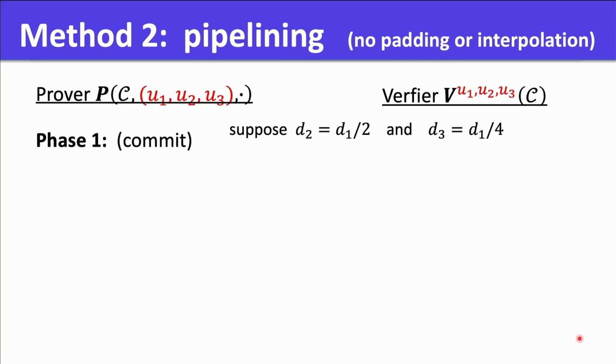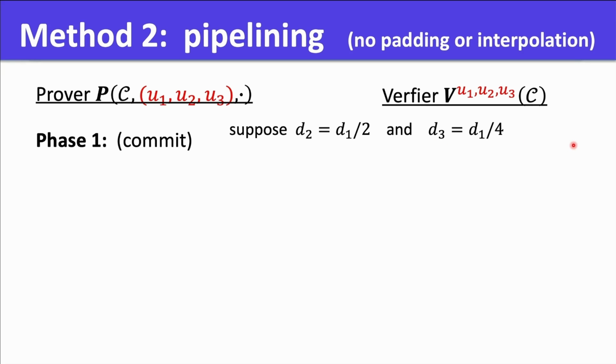There's another method for doing it called pipelining, and this method actually avoids all padding or interpolation. It's a lot simpler. So let's imagine we're trying to do a proximity proof for U1, U2, and U3, where it so happens that the degree of U2 is half the degree of U1, and the degree of U3 is half the degree of U2.